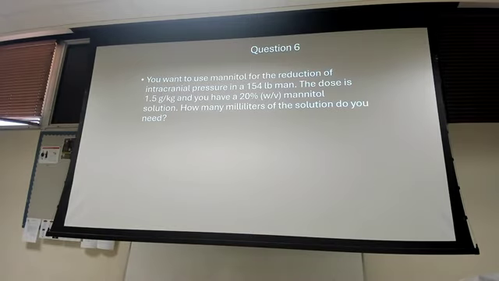Alright, so now we have mannitol. We want to use it for the reduction of intracranial pressure in a 154-pound man. The dose is 1.5 grams per kilogram, and you have a 20% weight by volume mannitol solution. How many milliliters of the solution do you need? And so, does anyone remember what the units for weight per volume are? Yes, correct.